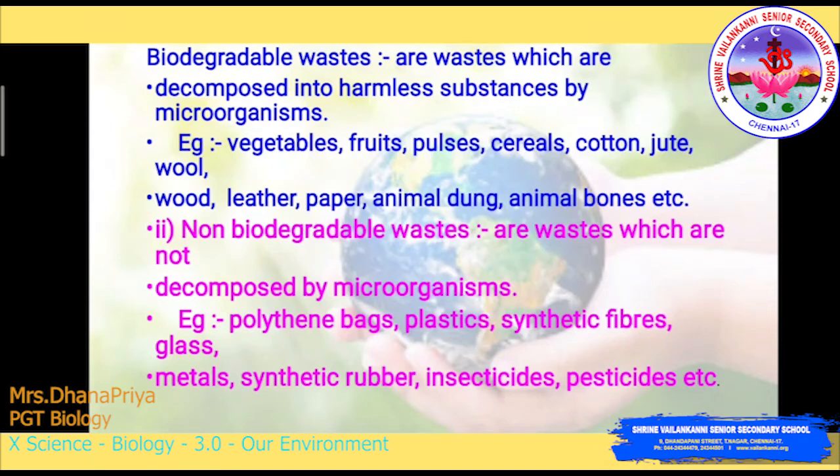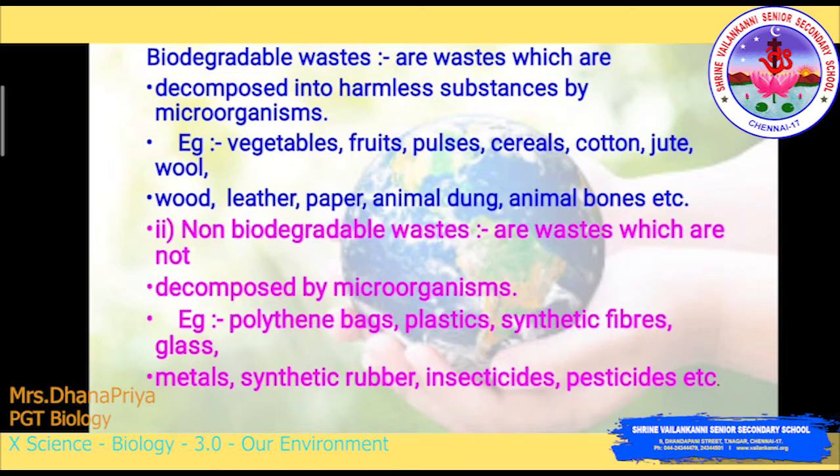So, biodegradable waste examples and non-biodegradable waste examples we're going to discuss. As I said before, the waste which is decomposed into harmless substances by microorganisms is called biodegradable. To degrade the waste, we need living organisms, that is microorganisms. Examples: vegetables, fruits, pulses, cereals, cotton, jute, wool, wood, leather, paper, animal tongue, animal bones, etc.